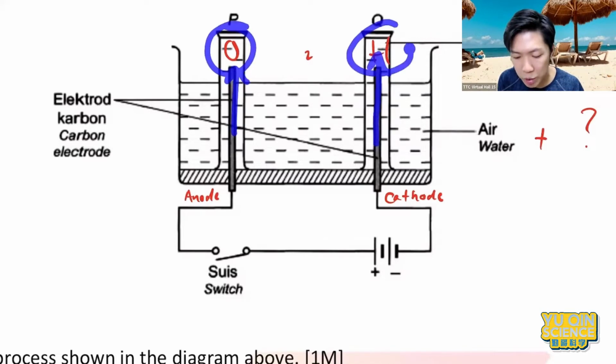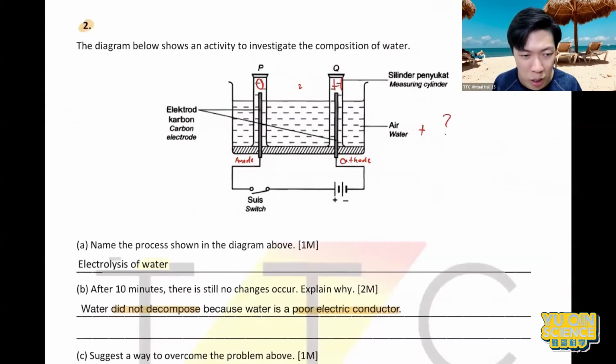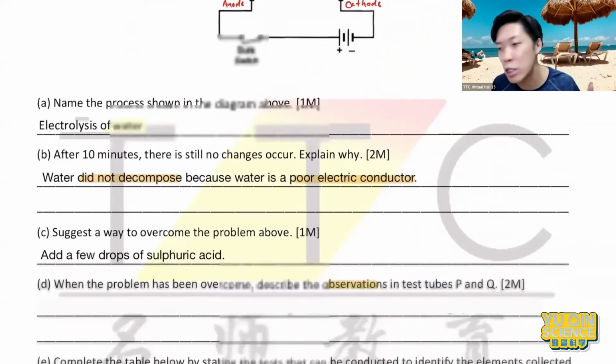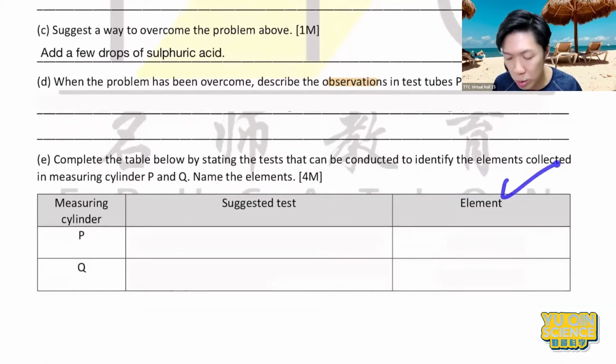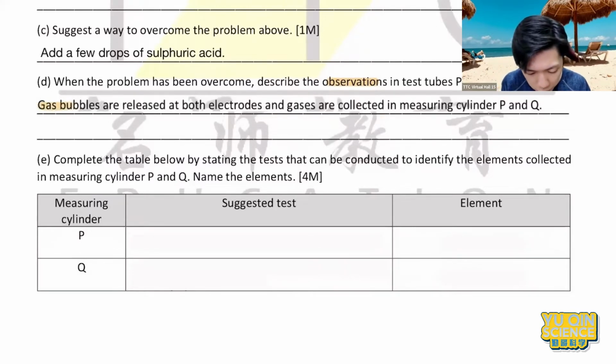And then it becomes like gases. So for the first mark, I think we mentioned I see gas bubbles. Then the second mark, I say the gases are collected at P and Q. But I'm not sure what gas. I'm going to leave the gas to the next question. Sometimes you have to be aware of your marks as well. So the first mark goes to gas bubbles are released. The second mark goes to gases are collected at P and Q. Okay, no problem.